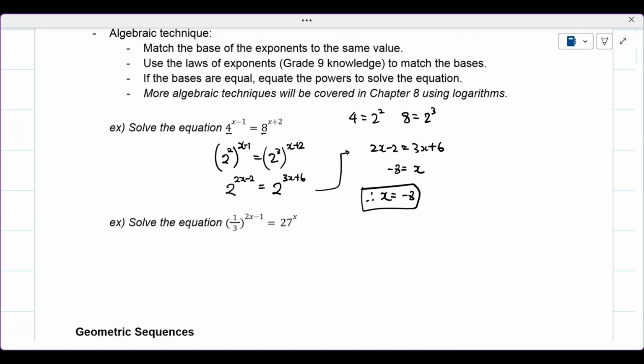And of course, after we solve the equation, the good thing about solving equations is that we can check the answer. So you can plug in the value, negative 8, to both sides of the equation and show that the left-hand side and right-hand side are indeed equal to each other. Let's try the next one.